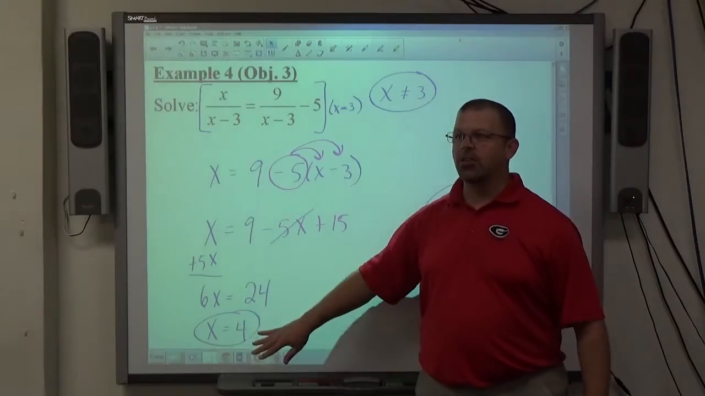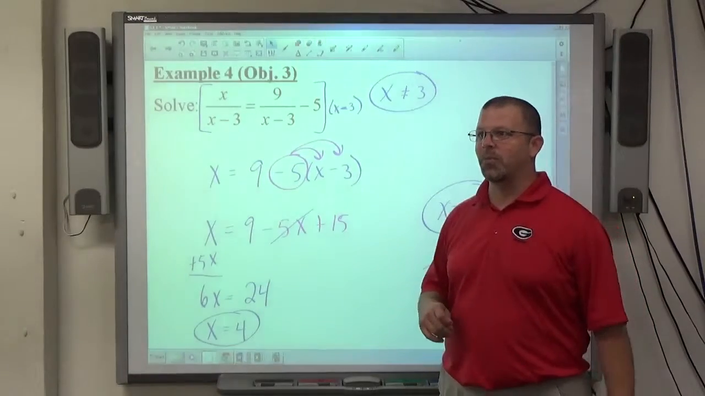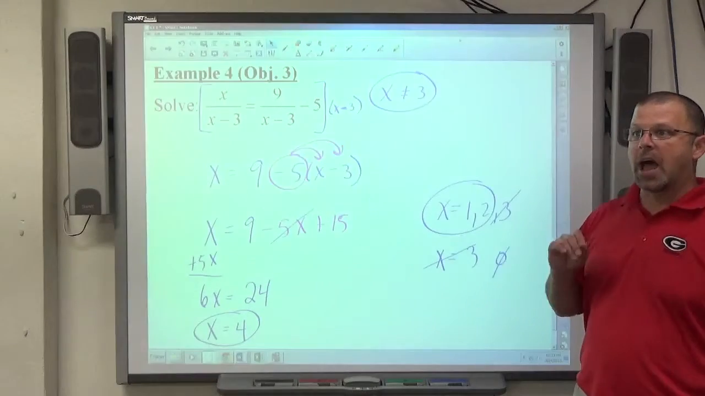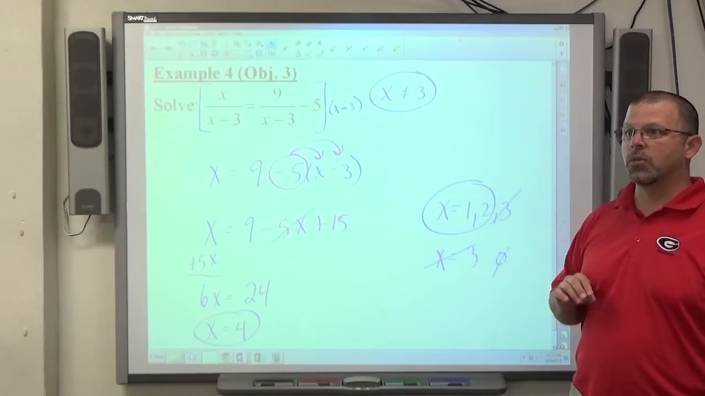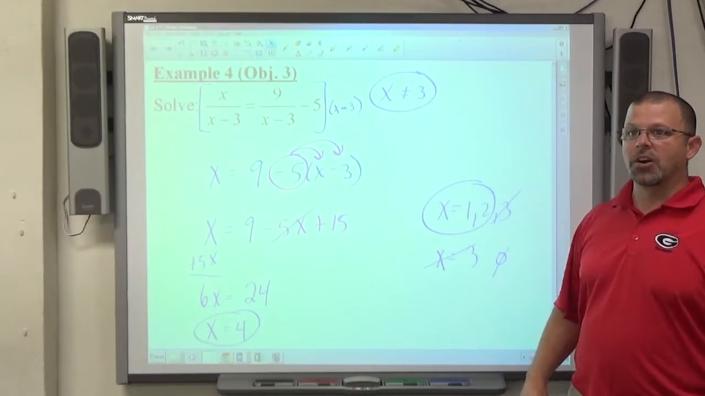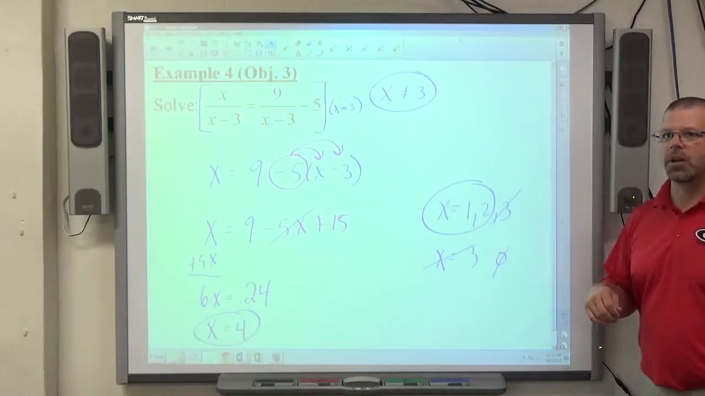More often than not, it works out to just a number that isn't. I have to try really, really hard to get an excluded value to show up on this. And I think I might have that happen on the quiz when it comes time. I think there might be an excluded value happening on the quiz, but it's hard to make a problem where the excluded value ends up being the answer. So you have to really try hard.